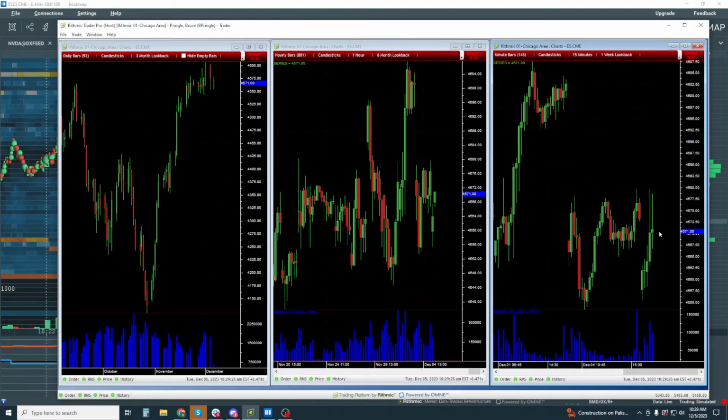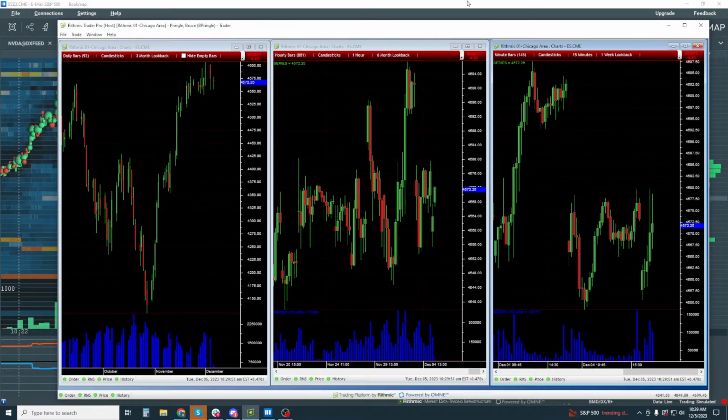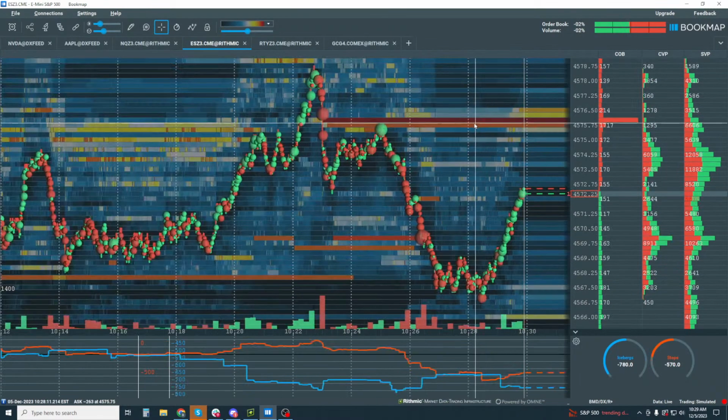Let's go through a scenario on this higher time frame. If we start to see buyers come back in and we're coming back up to these highs around 78 or 79, this would be the third test, and we would look for a break at that point. It's tested up here multiple times. So let's jump into Bookmap and take a look.